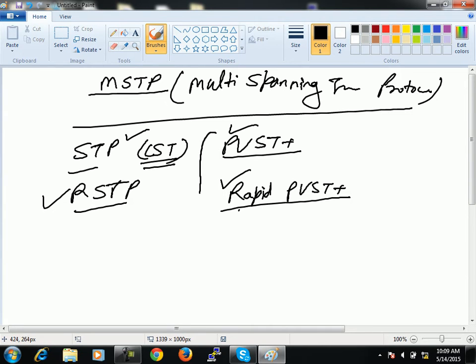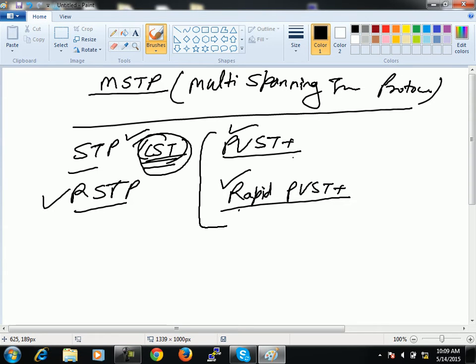First, that they are Cisco proprietary, and if we are working on Juniper switches or any other vendor specific switches, then definitely we cannot implement PVST plus or rapid PVST plus. So we have to implement only and only CST. And again, in CST, it will not be possible to get load balancing. This was the major problem with STP, with CST actually.